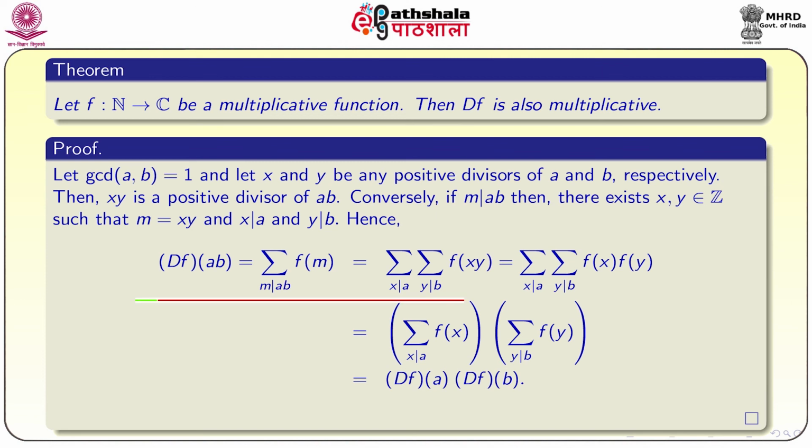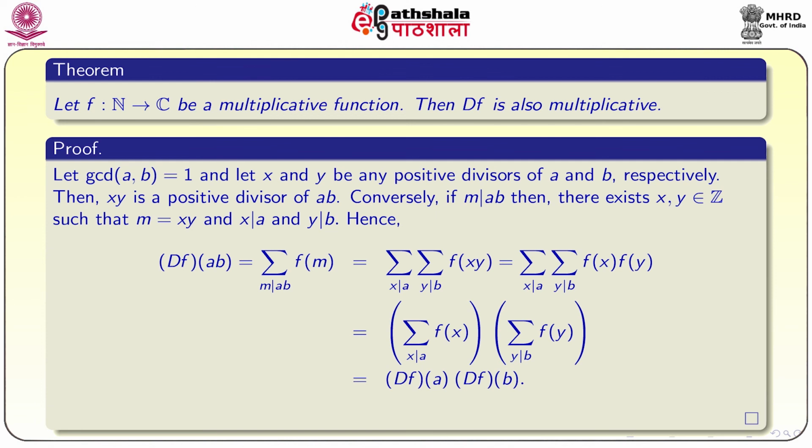Hence, since GCD of a comma b is equal to 1, we have to show df is multiplicative. So, I need to show that df of ab is equal to df of a into df of b. By definition, df of ab is the sum of f of m, where m divides ab. But m divides ab and GCD of a comma b is 1, so m is of the form x into y, where x divides a and y divides b.